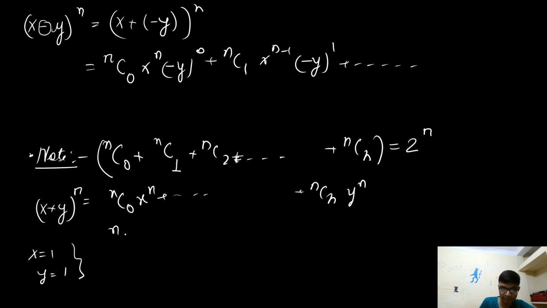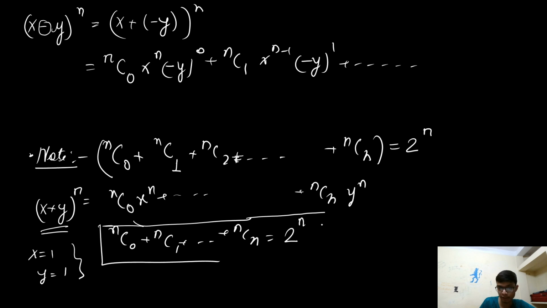then the right hand side becomes nC0 + nC1 and so on up to nCn, and this particular relation is equal to 2 to the power n. So this is a very important formula that you must keep in mind once you are solving questions of JEE Mains and JEE Advanced. This comes very handy. All right, so let us move forward and start some other important note.